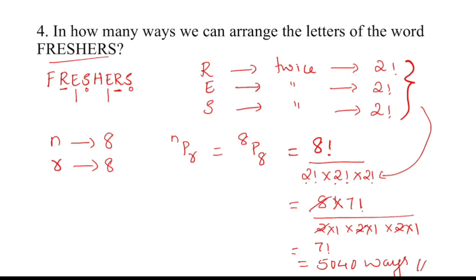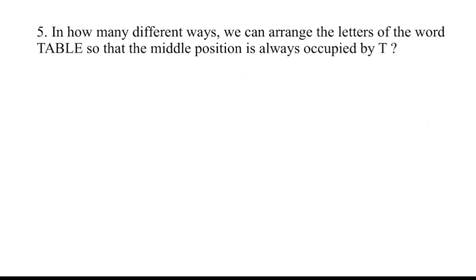Okay. So the next problem, in how many different ways we can arrange the letters of the word table so that the middle position is always occupied by T. Okay, there is a word table, and how many places are there? 1, 2, 3, 4, 5 places are there. Okay, n is equal to 5. And how many objects are there? 5. But there is one condition. What is that condition given? The middle position is always occupied by T.